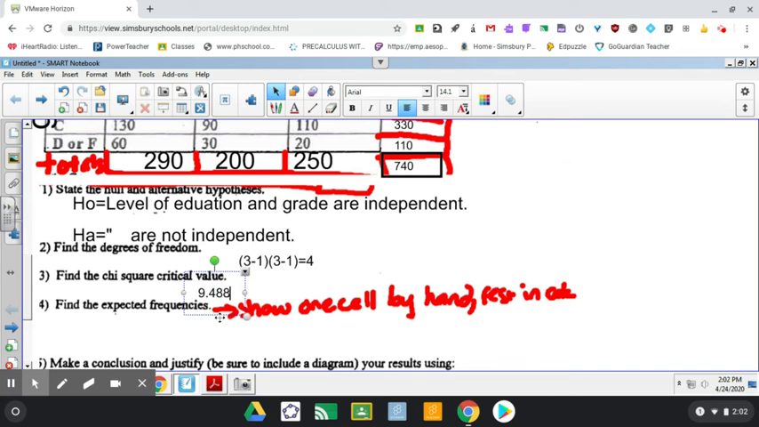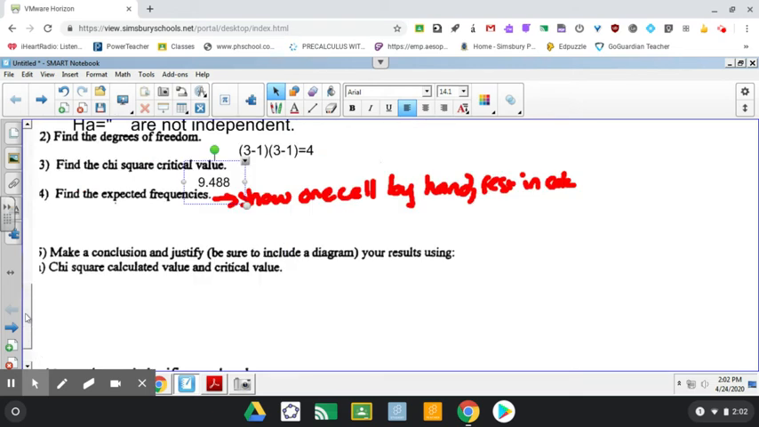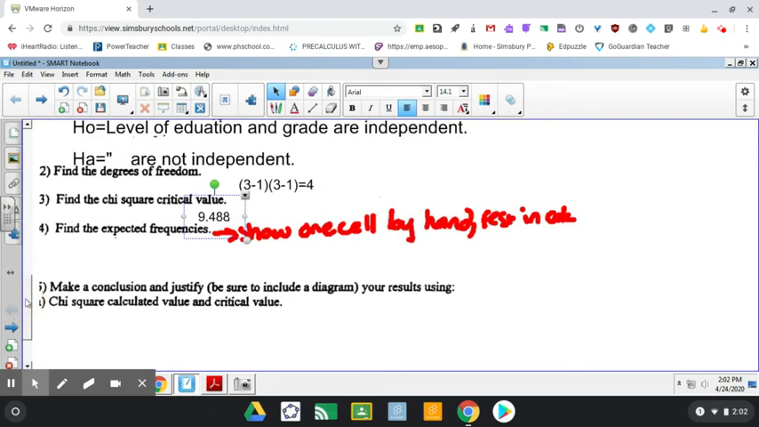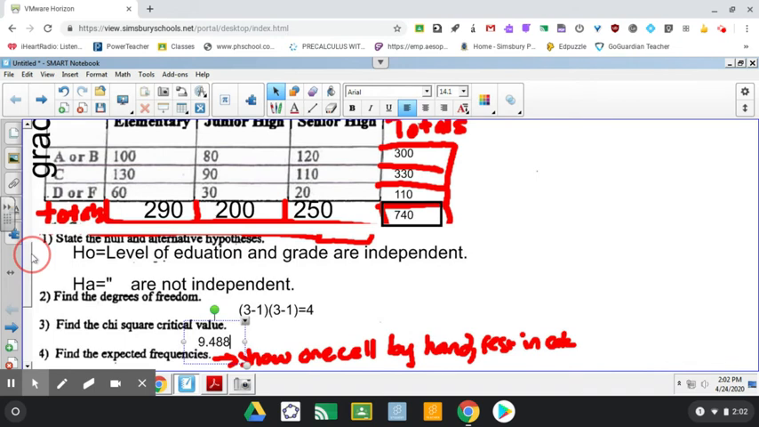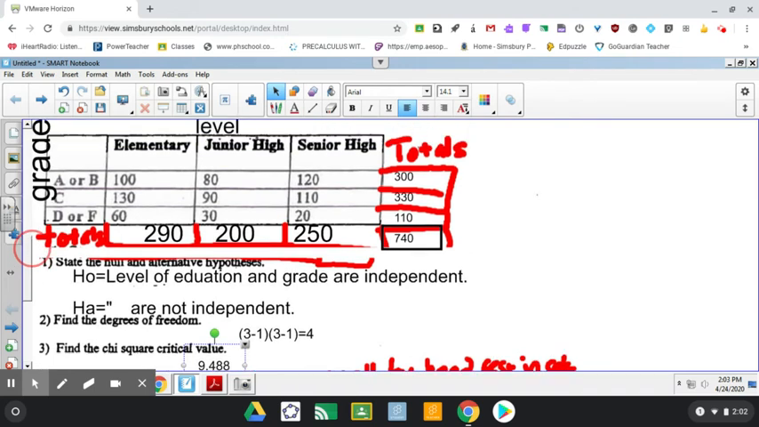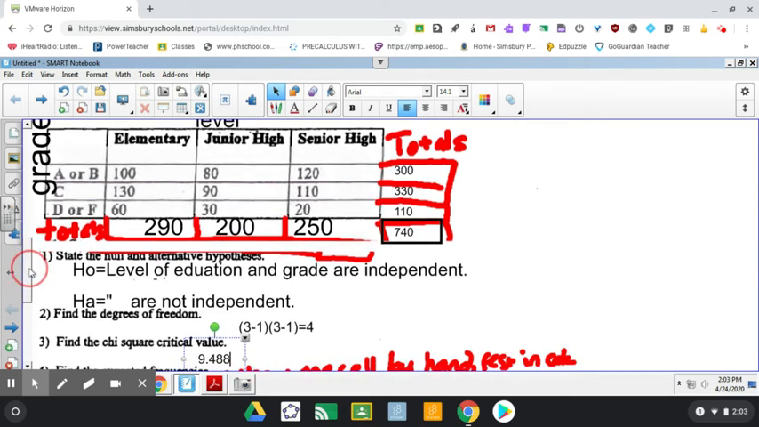So find the expected frequency. In order to do that, we're going to show one of these cells by hand, and then the rest I'm going to have you do in the graphing calculator. So what we're going to do is literally just copy over the information from the table above. So you're basically going to recreate the table, but I'm going to show you how to find each value individually by hand.